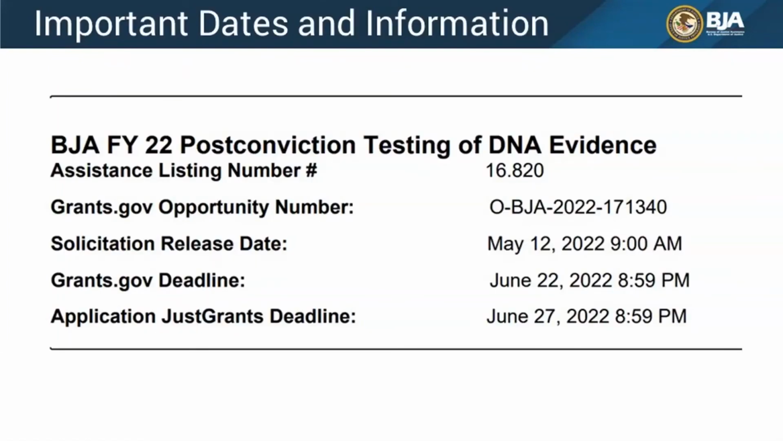As we wrap up this informational session, I want to again draw your attention to important dates for the solicitation. The Grants.gov deadline is June 22nd, 2022 at 8:59 p.m. Eastern Time, while the JustGrants deadline is June 27th, 2022 at 8:59 p.m. Eastern Time. If you fail to meet the Grants.gov deadline, you cannot proceed to the JustGrants portion of the process.